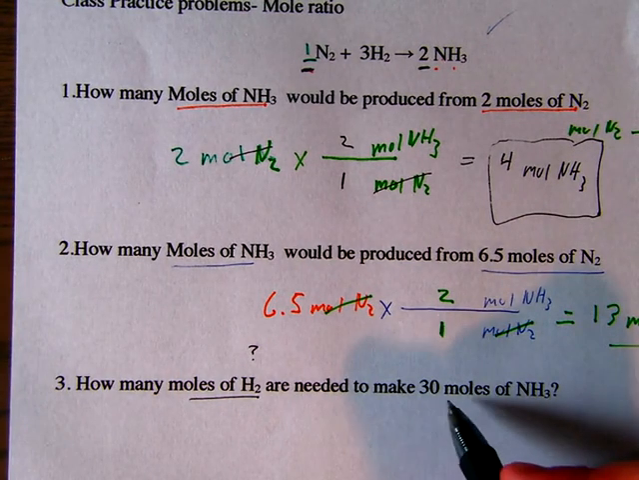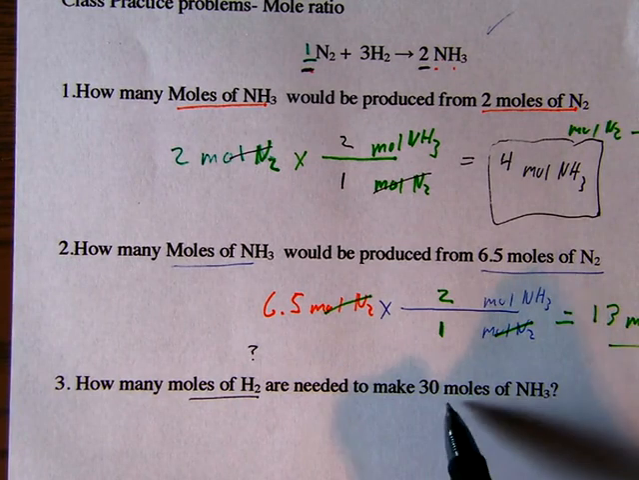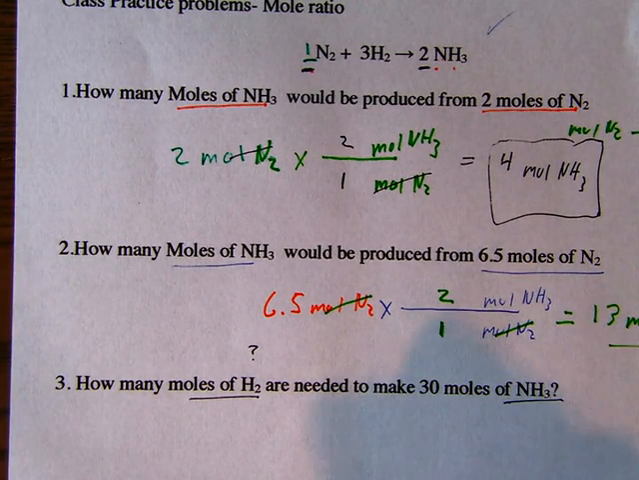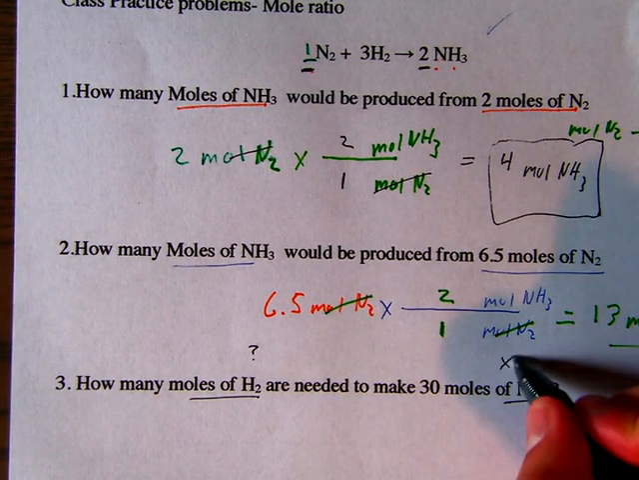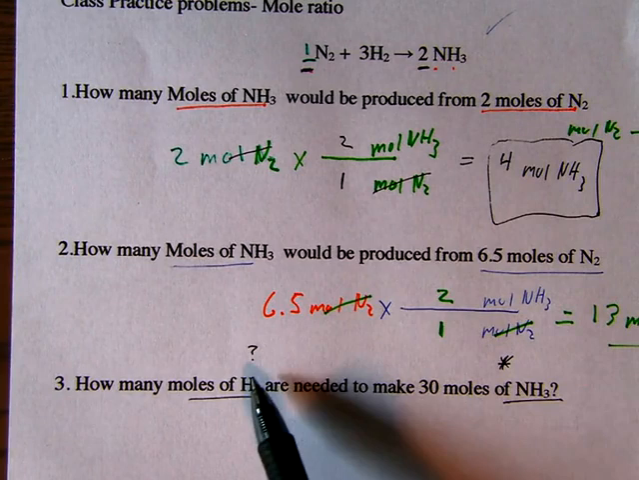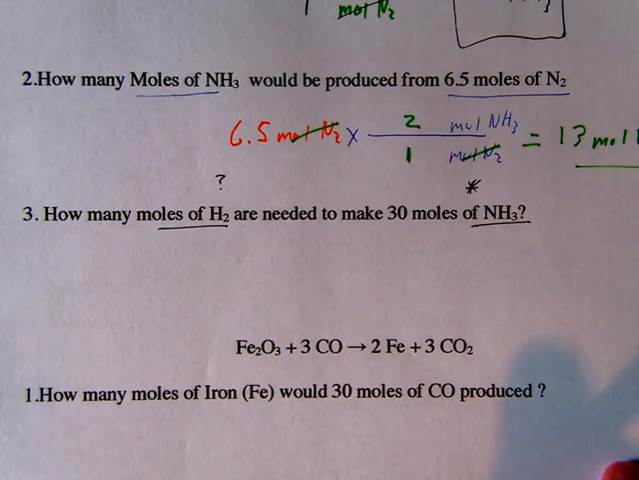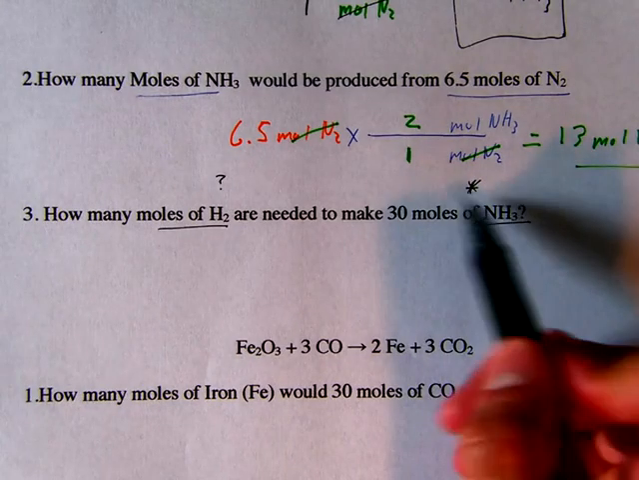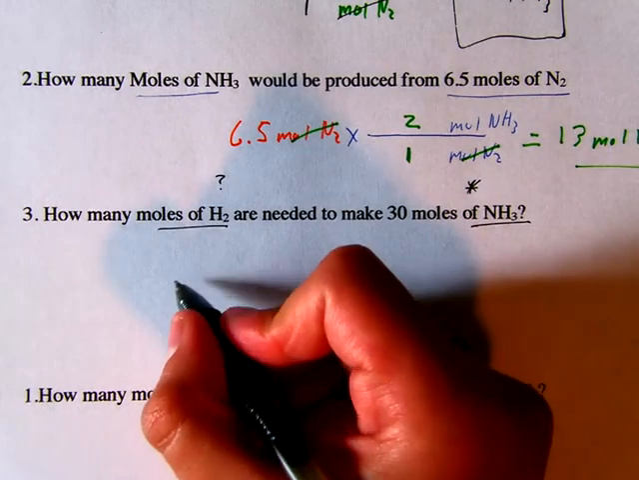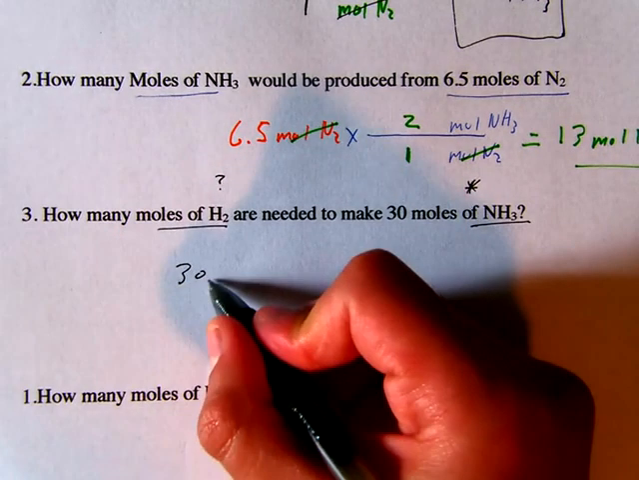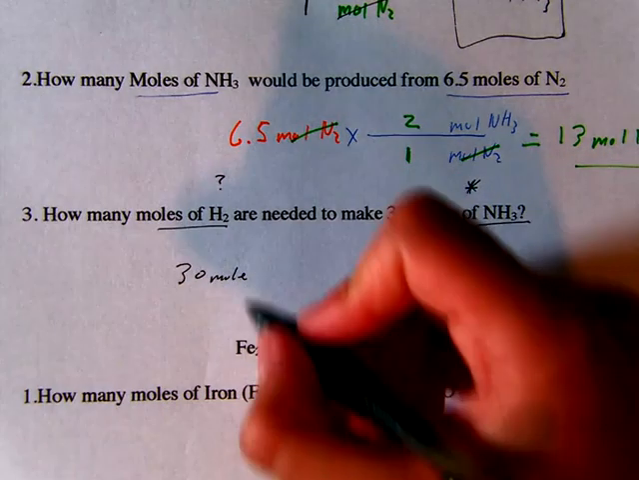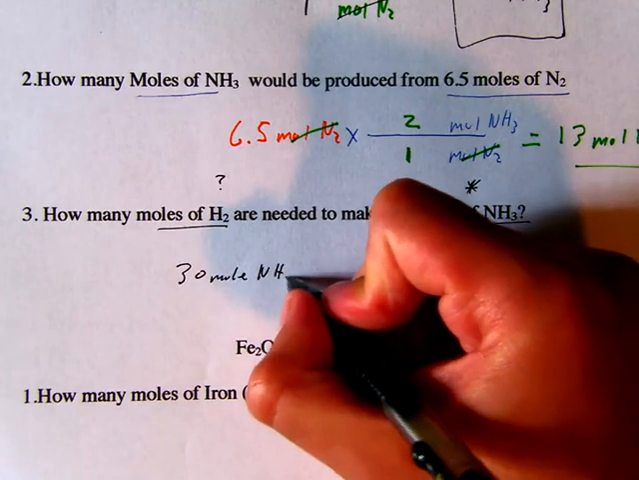Are produced or are needed to make 30 moles of NH3. So this is what we're given. That's what I'm looking for. Okay, I'm just going to move this up a bit. All right, so I'm going to go through the same process. I'm going to take what I'm given and I'm going to write it down. So I'm going to go 30 moles of NH3.